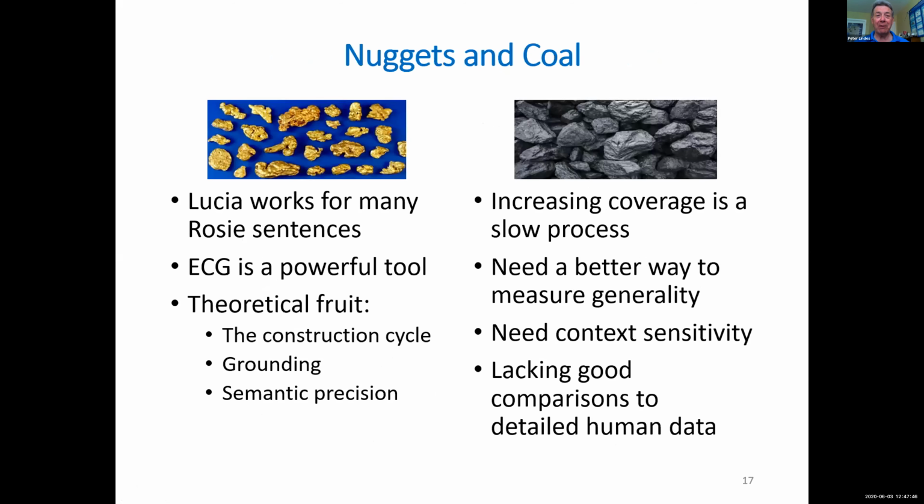So some nuggets are that it works for a lot of Rosie sentences. This embodied construction grammar has turned out to be a very powerful tool for doing this. And we've learned some things theoretically about this idea of the construction cycle, about how grammar works, how to have semantic precision. And some goals: increasing the coverage is still a slow process. We need a good way to measure generality. We need this context sensitivity and some more comparisons to detailed human data. So that's all I have to say in this talk.